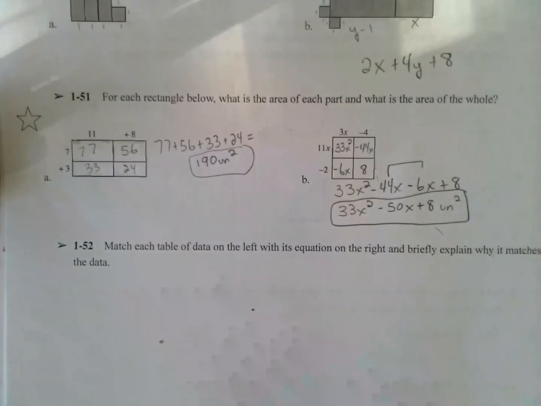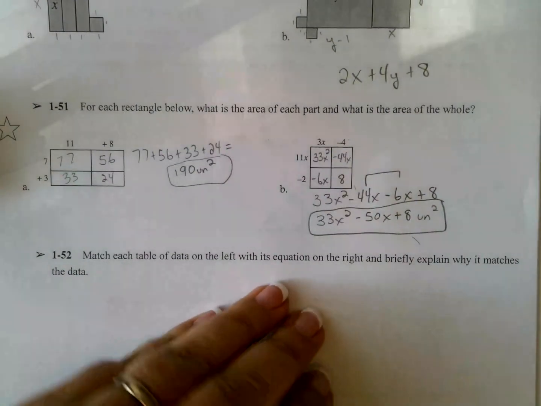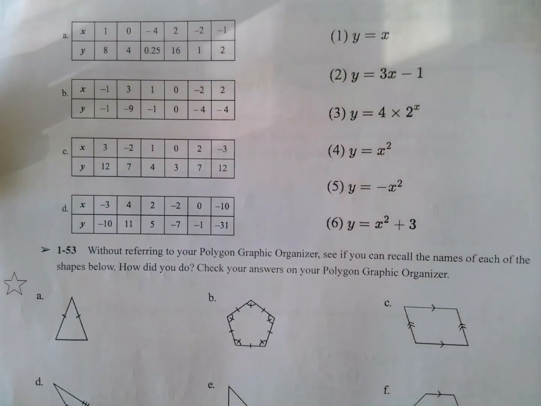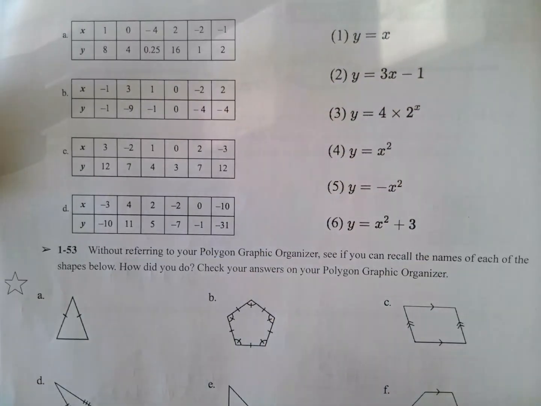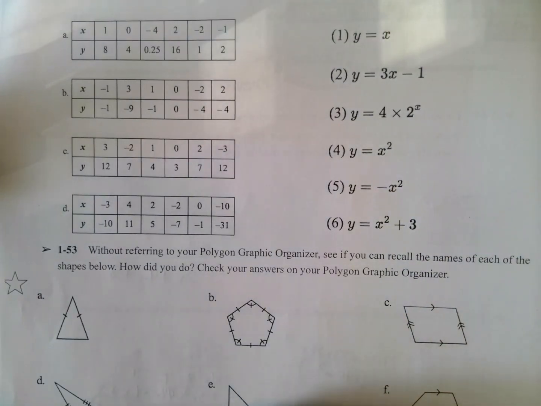And then number 52. Match each table of data on the left with its equation on the right and briefly explain why it matches the data. So turn the page. Okay, so we have 1, 2, 3, 4 graphs and 6 choices. So 2 are not going to belong.